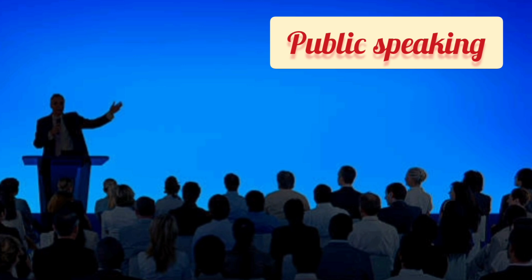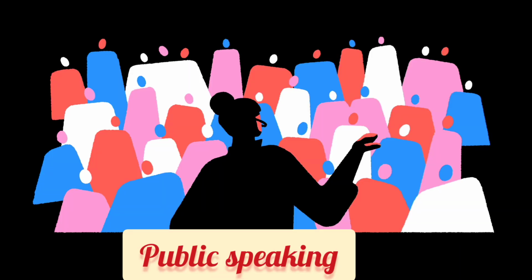Public speaking is a vital form of verbal communication that involves conveying messages to a group of people in a structured and deliberate manner. What are the characteristics of public speaking? The formal setting. Public speaking typically takes place in a formal environment such as a conference hall or auditorium. The large audience. Public speaking involves communicating with a group of people ranging from dozens to thousands.